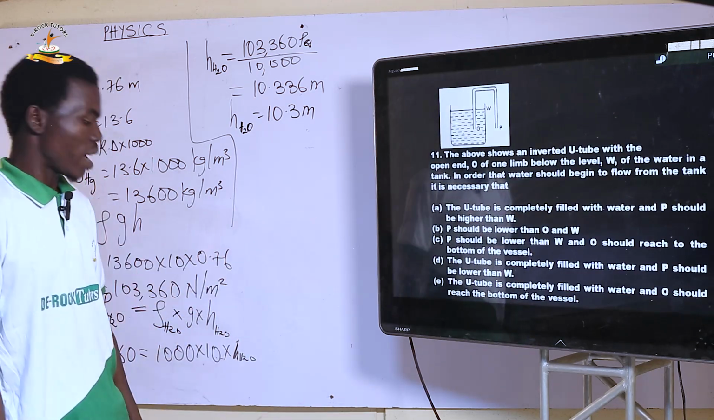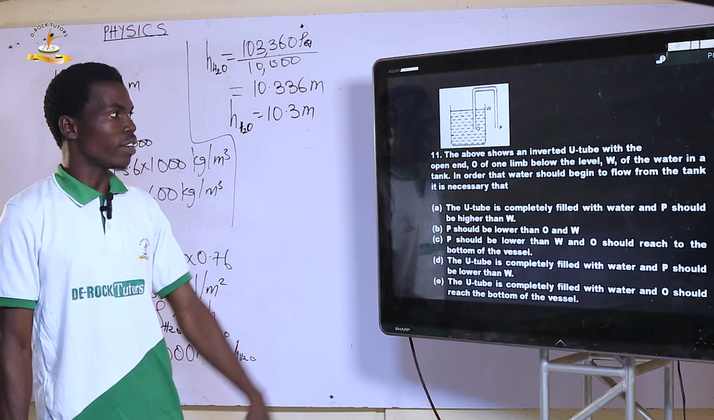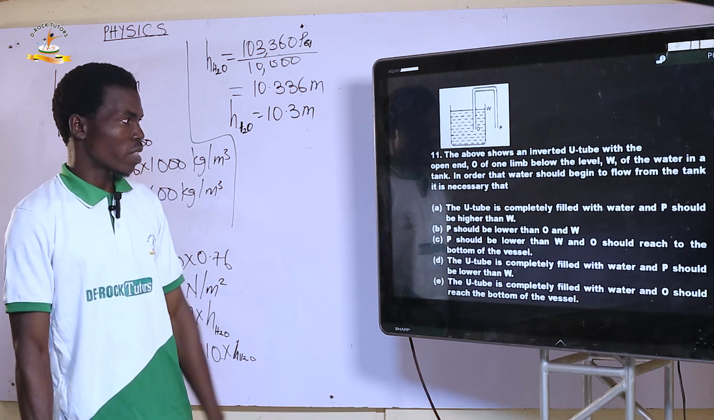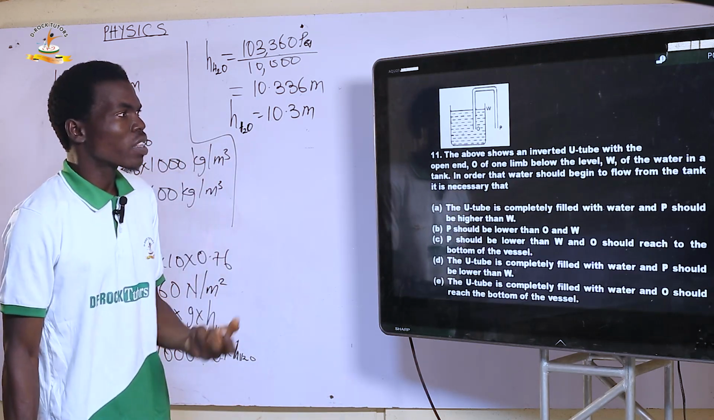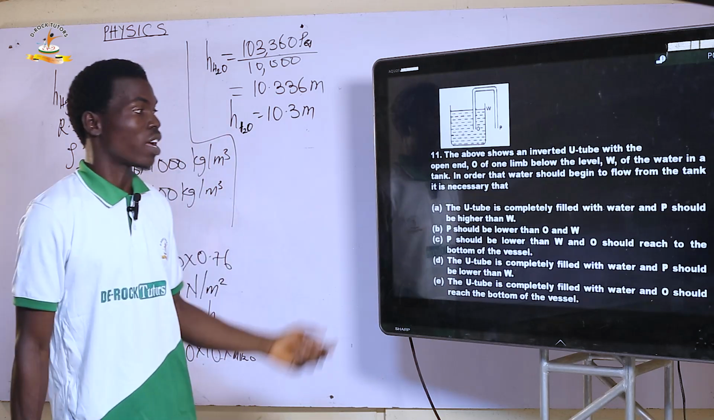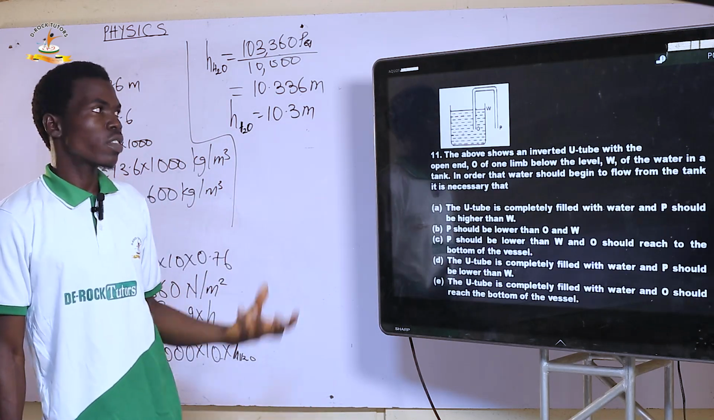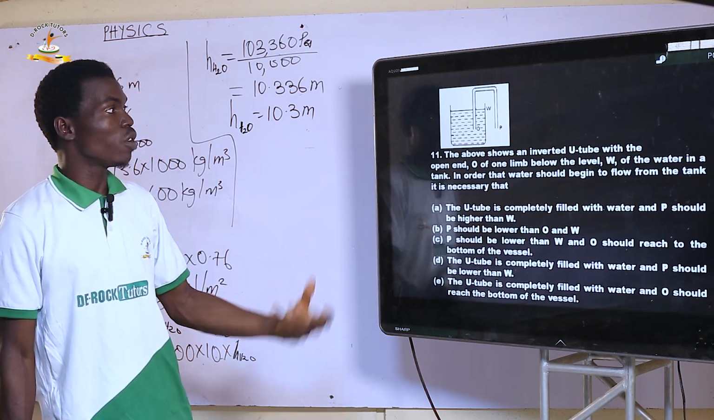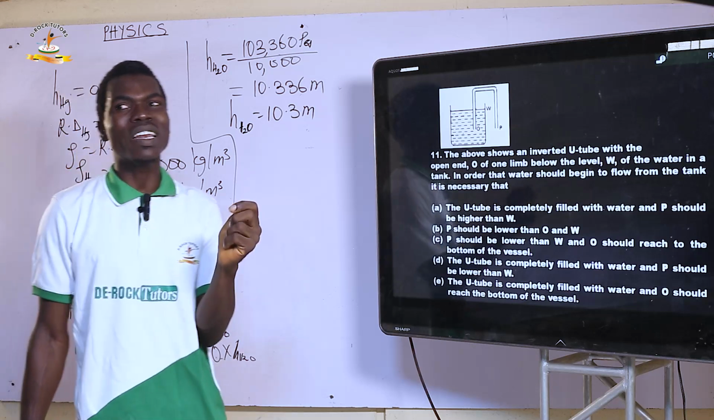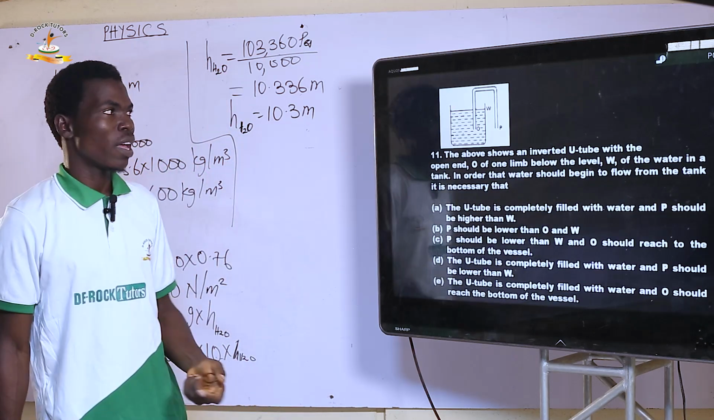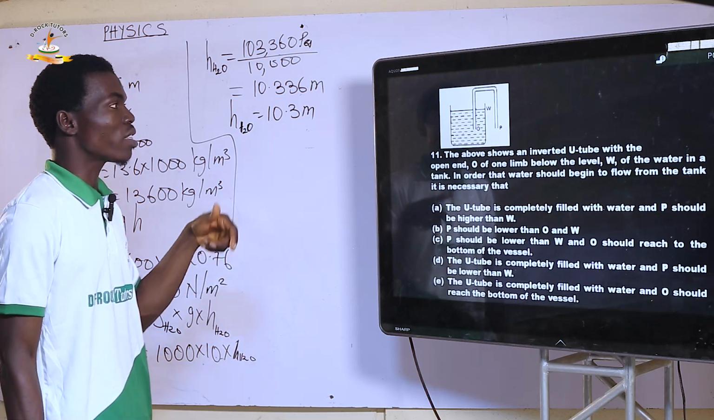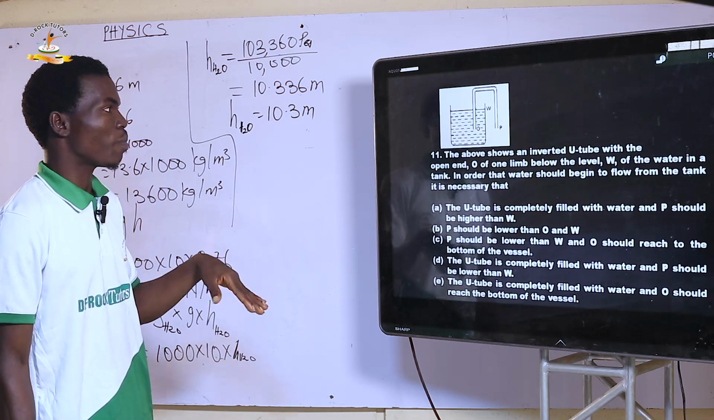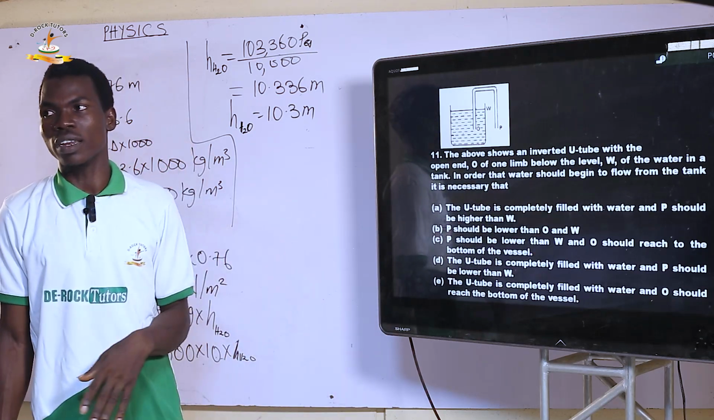The above shows an inverted U-tube with the open end O of one limb below the level W of the water in a tank. In order that water should be given to flow from the tank, it is necessary that what? You can see this setup. Just take a look at the setup again. We have a containing vessel that has some fluid in it. We now have a pipe that is looking like a U-shaped pipe, and it is inverted, and it is deep into the liquid, and we have some levels. The level of the liquid W, the level of the pipe in the liquid O, and the level of the pipe outside the liquid P.